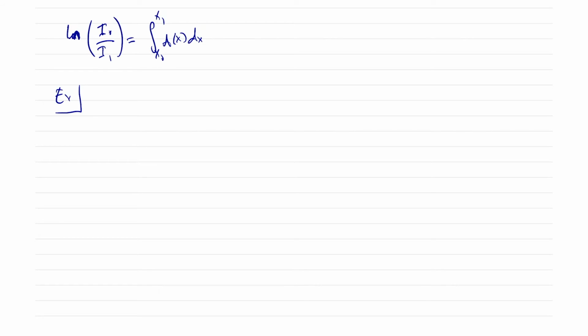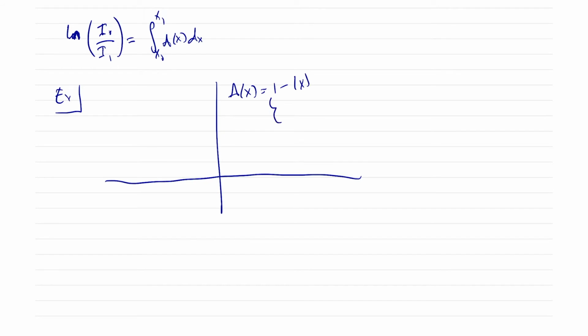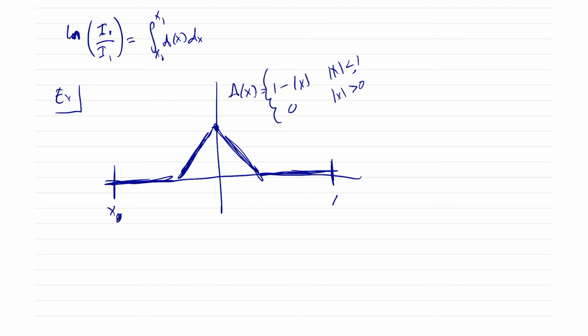So here, I'm going to have this function. We're going to say a of x is equal to 1 minus the absolute value of x, for the absolute value of x being less than 1, and 0 otherwise. It doesn't matter where you put the equal sign, but we'll put it there. So basically what does this give us? This gives us a triangle, and so this is going to be our emitter, and this is going to be our detector.